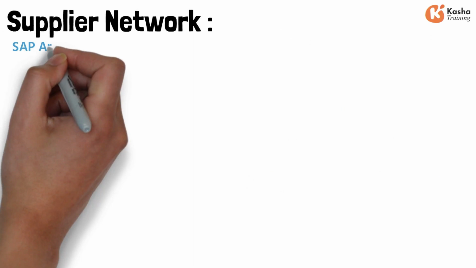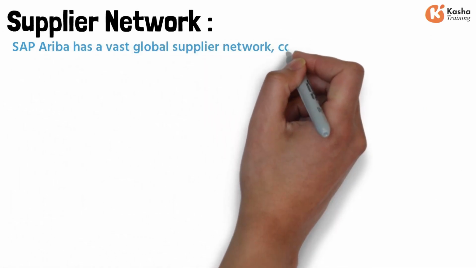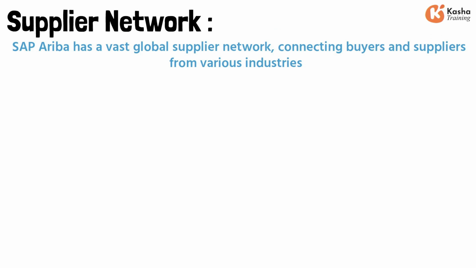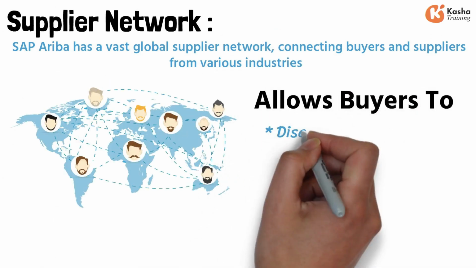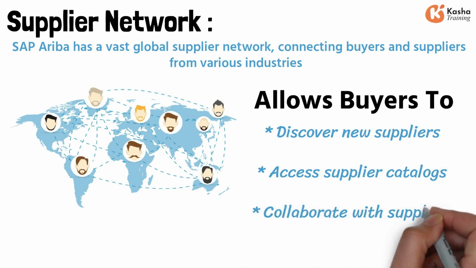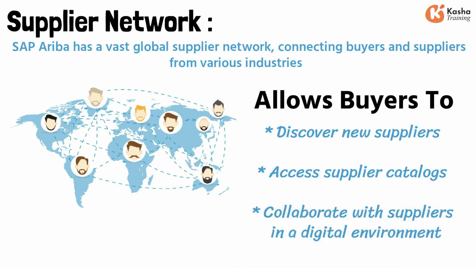Supplier network. SAP Ariba has a vast global supplier network, connecting buyers and suppliers from various industries. This network allows buyers to discover new suppliers, access supplier catalogs, and collaborate with suppliers in a digital environment.